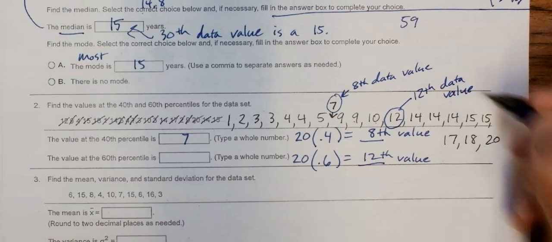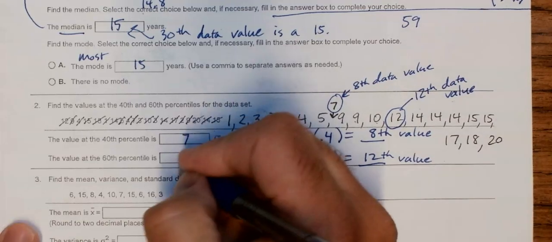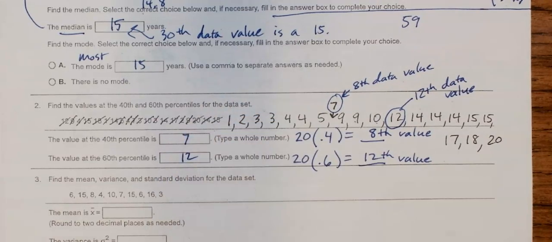Is it a coincidence that the 12th data value is the number 12? Yeah, total coincidence, folks. Has nothing to do with the value being 12. It's the spot in the list that you're looking for.